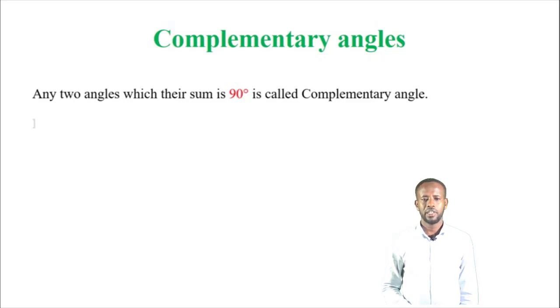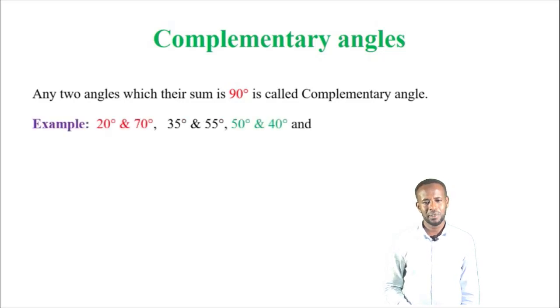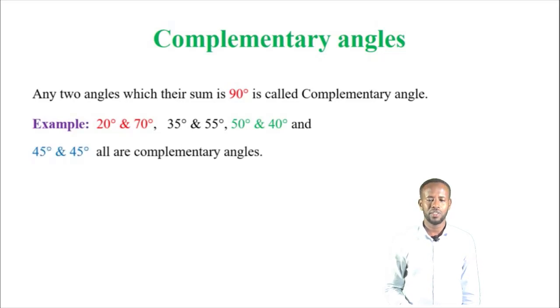So, for example, 20 degrees and 70 degrees are complementary angles. All of these are complementary angles. If you add them, you will get 90 degrees. Their sum is 90 degrees, so these are complementary angles. Let us see this example. This example is somewhat tricky, but flow with me, okay?